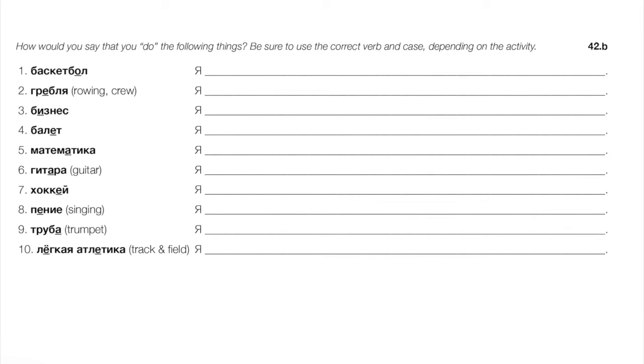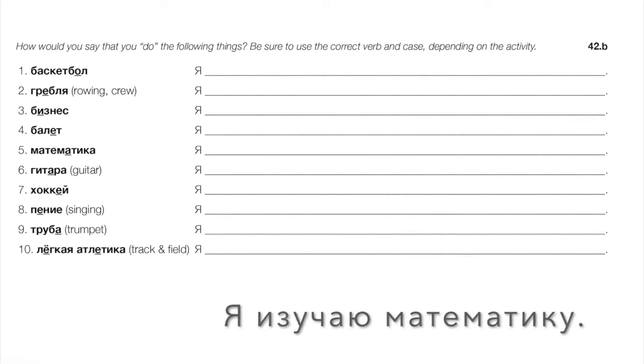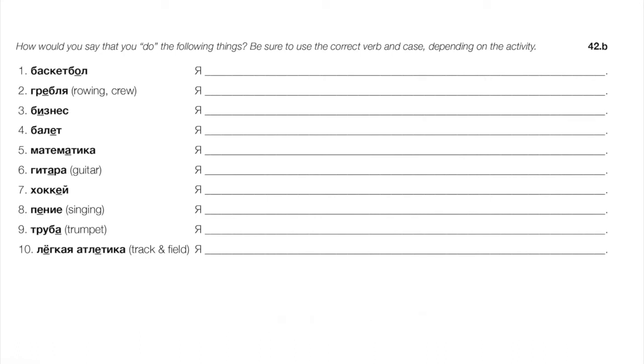Or, of course, since this is a subject, we could also say я изучаю математику if you're formally studying it. Right? 6, instrument, guitar. I play the guitar. Literally, I play on the guitar. Я играю на гитаре. 7, a team sport, хоккей. Я играю в хоккей. Right? Hockey, of course, very popular in Russia.